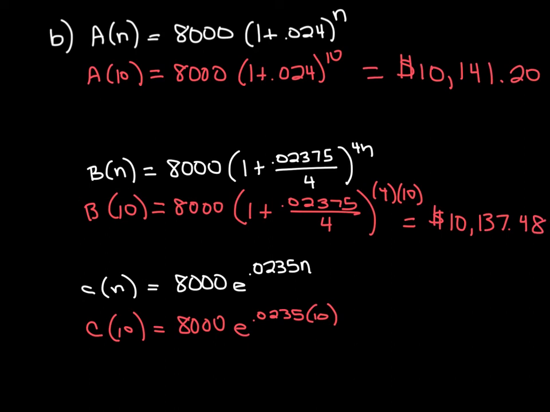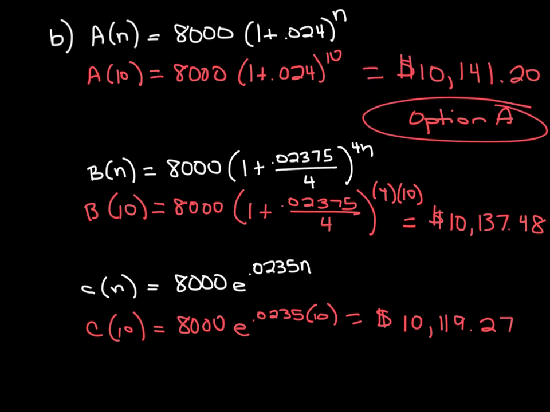And option C is even lower. You wind up getting $10,119.27. So option A is our answer here. This is the one in which he will have the most money after 10 years.